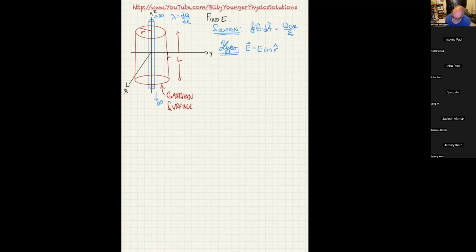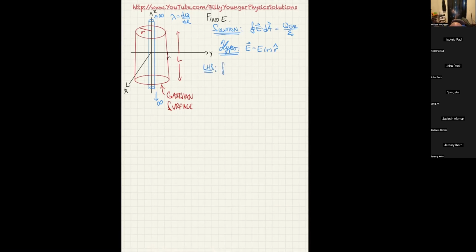So that's what I've actually done, I've chosen a hypothetical electric field that fits what I've learned about Coulomb's law. Now that I have that and I can use this Gaussian surface, all I've got to do is compute the left-hand side of Gauss's law, compute the right-hand side, set them equal to each other, and solve for this E of R.